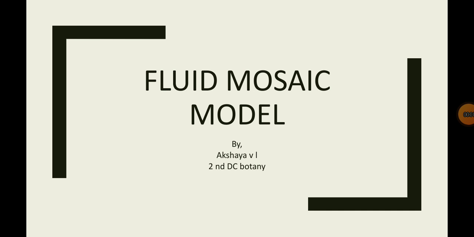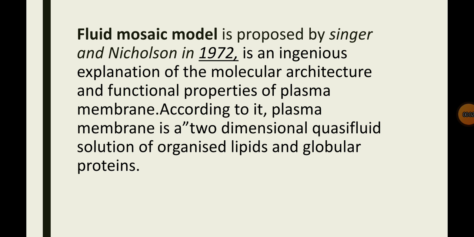Fluid mosaic model. Fluid mosaic model is proposed by Singer and Nicolson in 1972. It is an ingenious explanation of the molecular architecture and functional properties of plasma membrane. According to it, plasma membrane is a two-dimensional quasi-fluid solution of organized lipids and globular proteins.